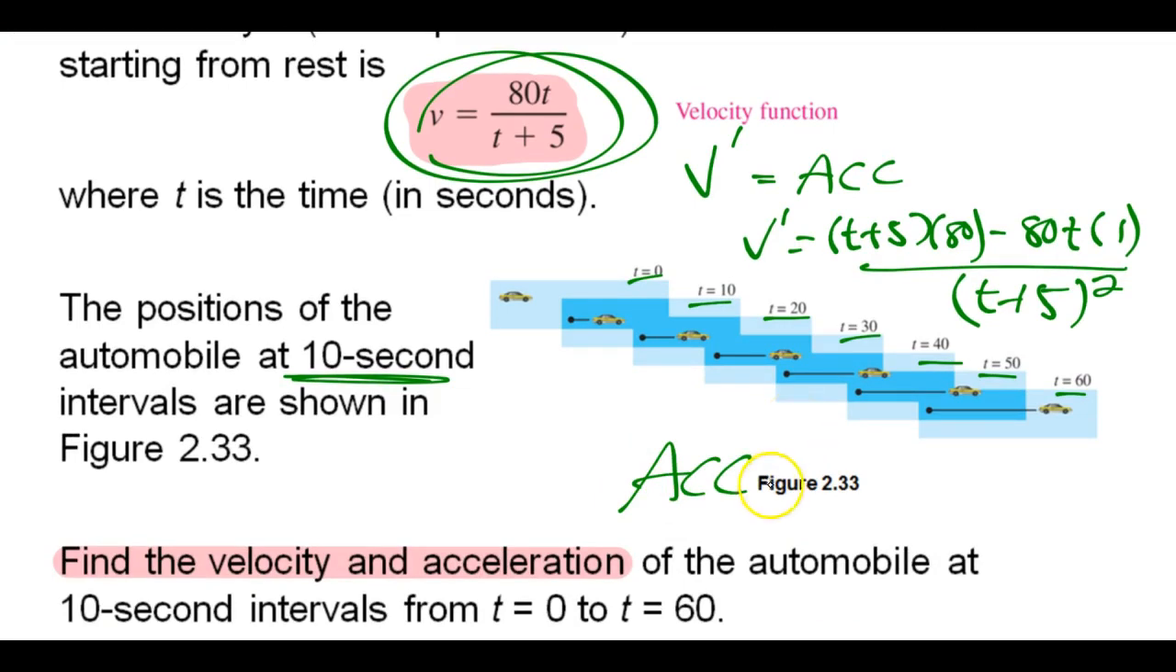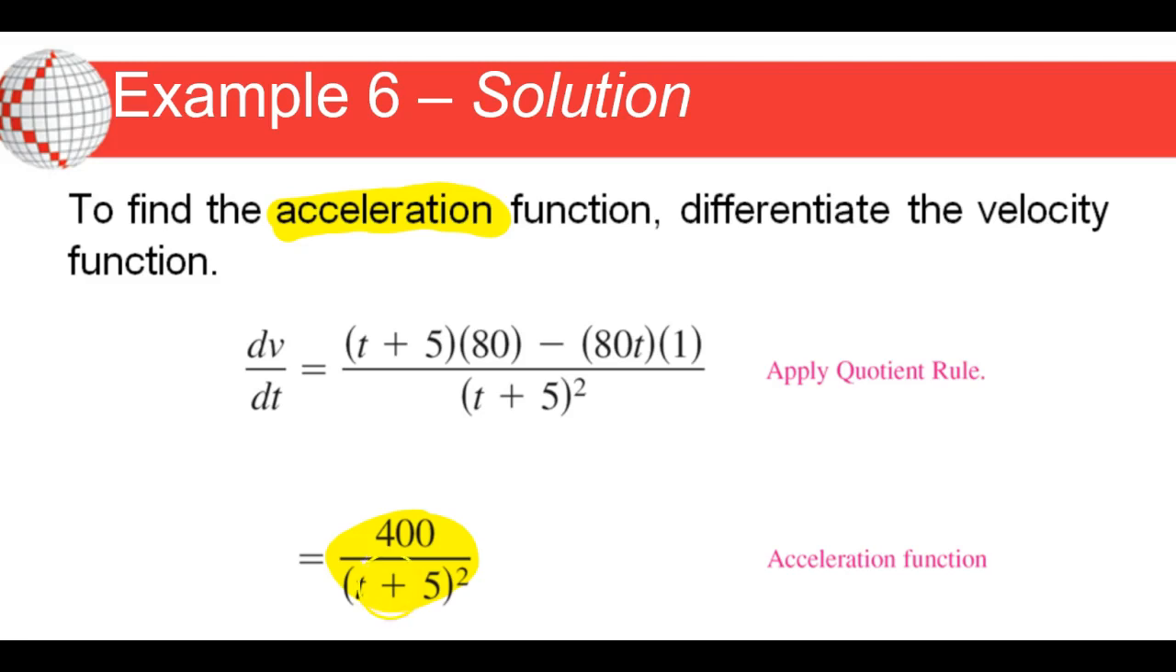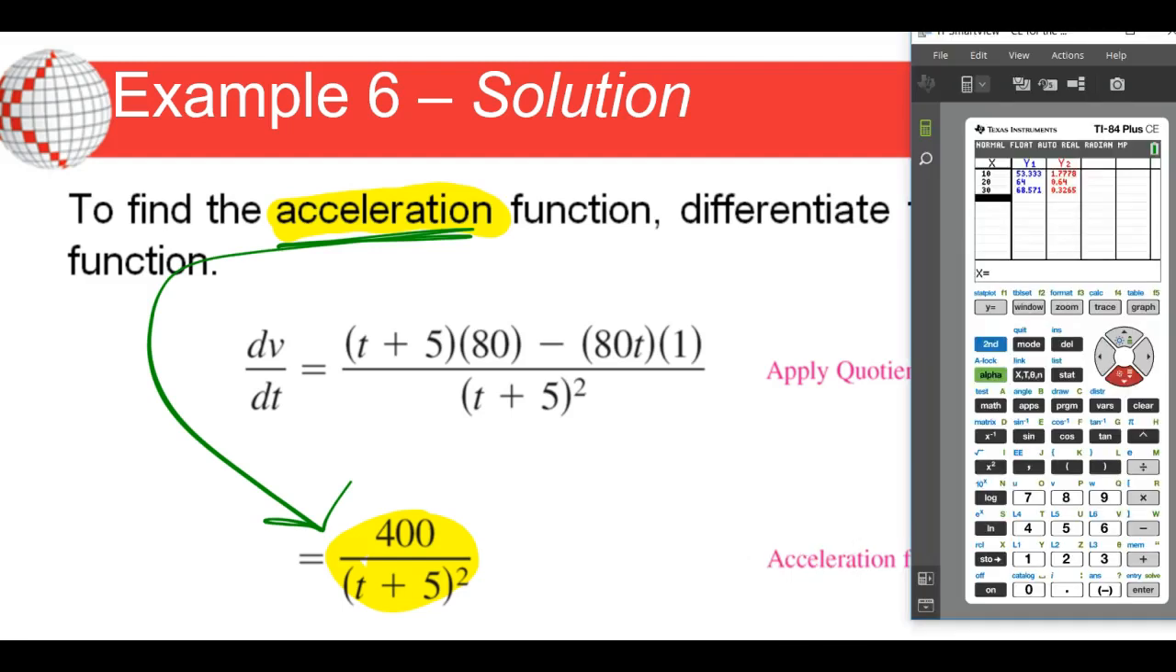is about 400 over t plus 5 squared. All right, so now we've got a nice little formula for the acceleration, and we're going to use our calculator, and we're going to go to our y sub 1 and let that be the original function, 80x divided by x plus 5. And then the second function is 400.